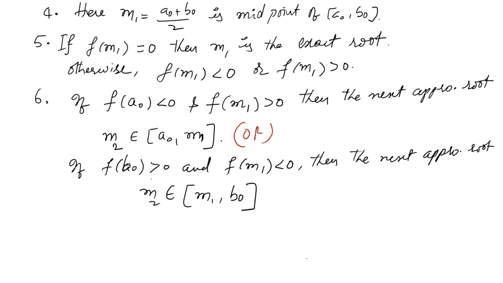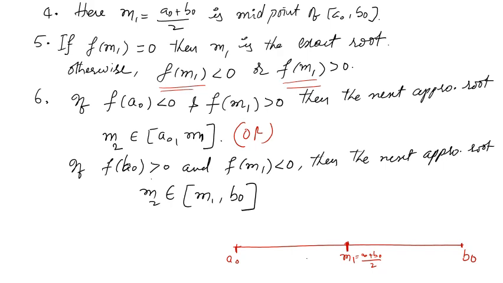See, this is the first interval A0 comma B0. And what is the first approximate root? This one, M1 is the first approximate root, the midpoint, A0 plus B0 by 2. Next, what am I calculating? F of M1. If it is not equal to 0, then it is not an exact root. So it may have a negative sign or a positive sign.